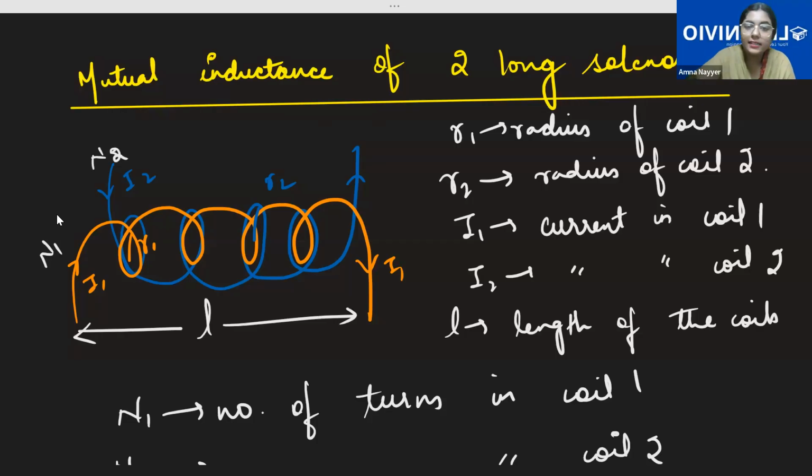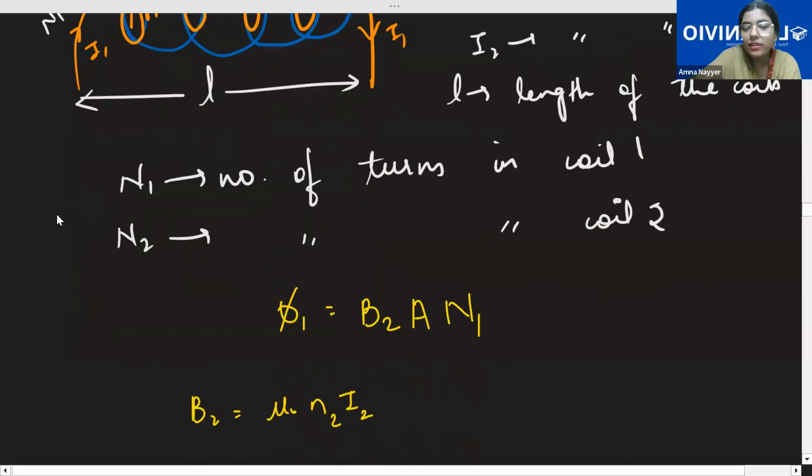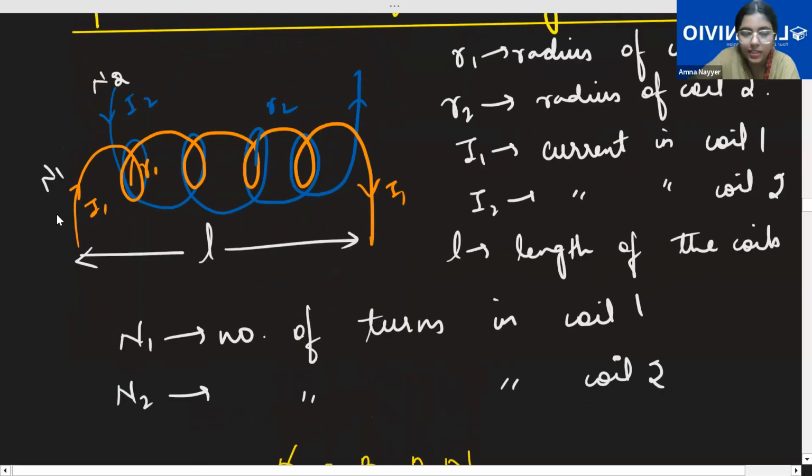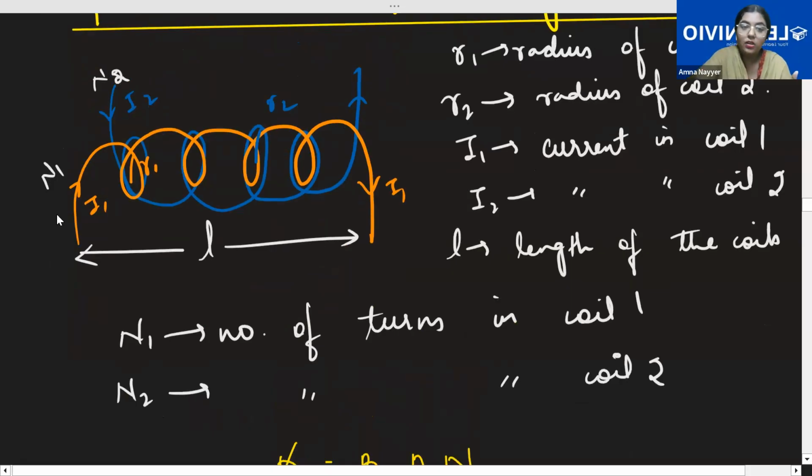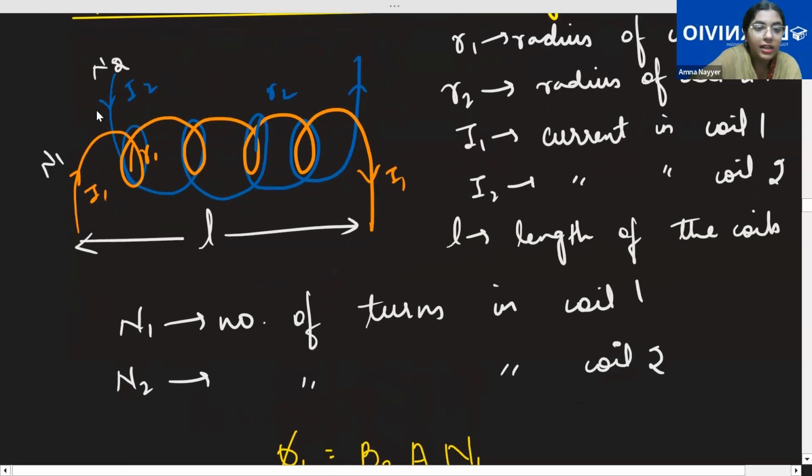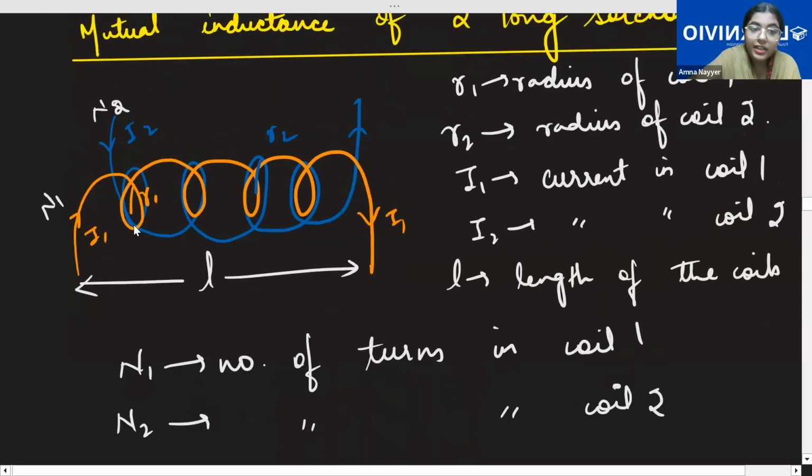So the way we calculated it for the self-induction of a long solenoid, we are going to calculate the magnetic fields of two long solenoids here. We'll assume R1 is the radius of the first coil, R2 is the radius of the second coil. I1 is the current flowing through the first, I2 is the current flowing through the second, and both of them have the length L. Number of turns are given in both the coils. When we talk about the flux in this first coil, the magnetic field due to the second coil will be causing the induction here.